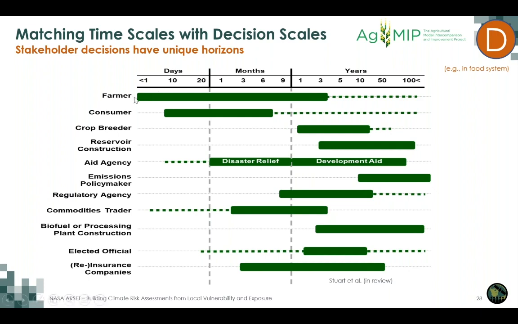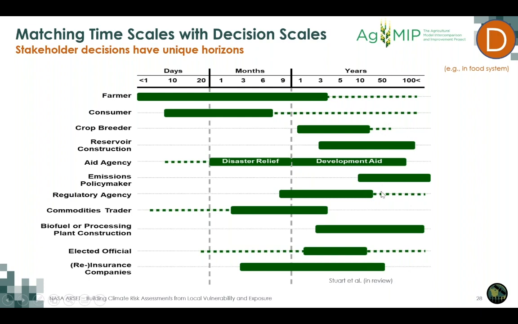But the time horizons of that farmer are uniquely distinct from the time horizons, for example, of a crop breeder who might be developing a new crop variety over the course of 1 to 10 years. When you think about the time for genetics and breeding, if you're building a reservoir, your time horizon might be a 3-year work plan, but you're hoping that reservoir will last 100 years.